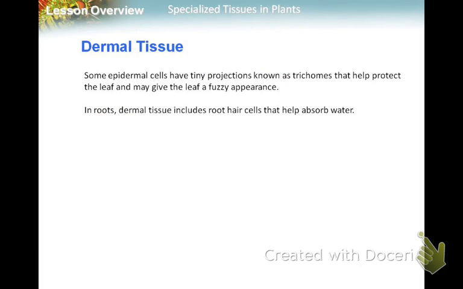Some epidermal cells have trichomes that help protect the leaf and may give the leaf a fuzzy appearance. I have a plant in the classroom that has purple trichomes. They're little hairs. And then in roots, dermal tissue includes root hair cells that help absorb water.